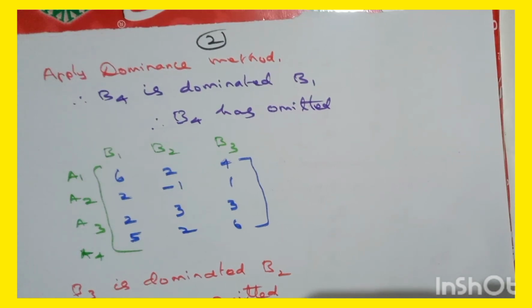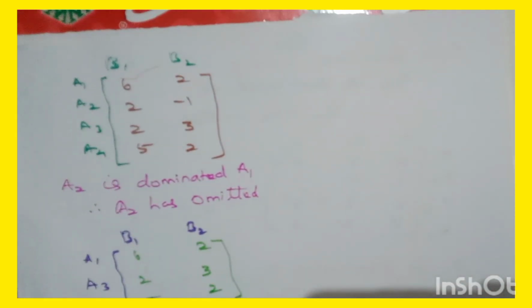First start with column wise. Listen, B4 and B1. B4 is the maximum value, so B4 is omitted. Now the resultant matrix has B1, B2, B3 and A1, A2, A3, A4. B4 dominates B1, which means all the values in B4 are greater than B1. Now the next step: B3 dominates B2, which means B3 values are greater than B2, so B3 is omitted. Now the columns become B1, B2 only, but on the row side there is no change.